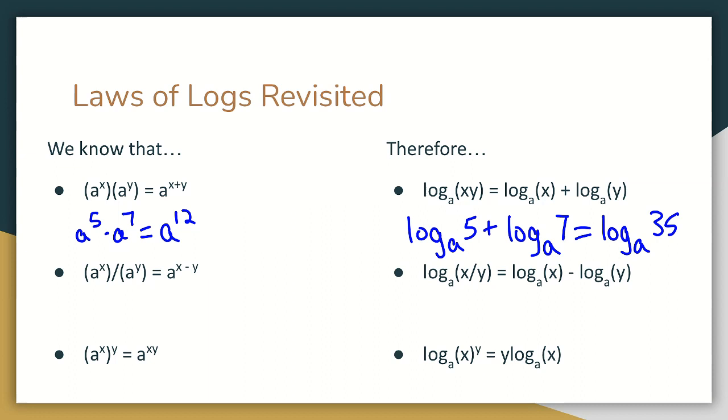The next one here, I'll give an example. So a to the ninth over a to the third is equal to a to the 9 minus 3, which equals a to the 6th. So that's a way to rewrite that exponential expression.